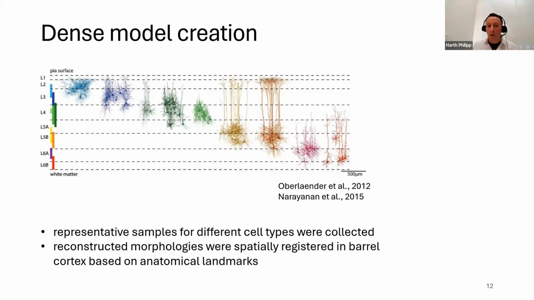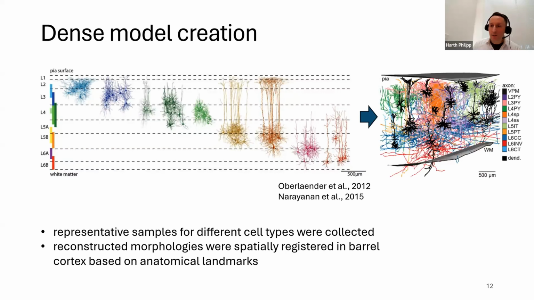Now, with this approach, we can collect a set of representative samples of cells from different cortical layers and spatially register them in the volume of this barrel cortex model, and then get a sort of artificial in silico representation of the wiring within this model volume.